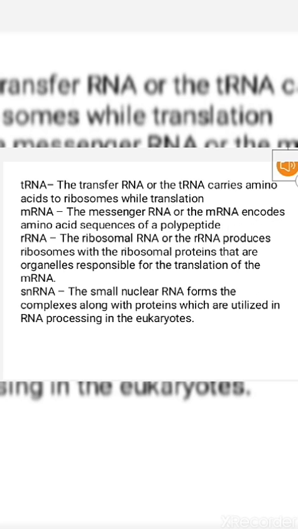There are different types of RNA. Transfer RNA carries the amino acids. Messenger RNA encodes the combination of amino acids to form protein. Now these amino acids will be transferred or translated to ribosomal RNA. Ribosomal RNA forms ribosomes to produce the protein, ribosomal protein. One more type of RNA is small nuclear RNA, which makes a complex with protein, especially in eukaryotic cells.